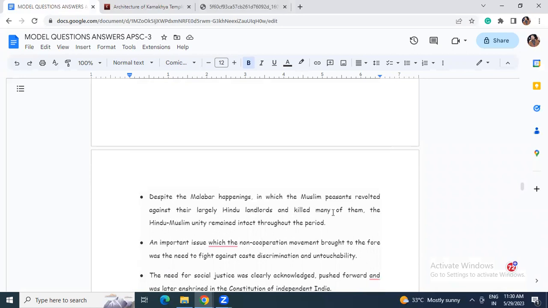Hindu landlords and killed many of them, the Hindu-Muslim unity remained intact throughout the period.